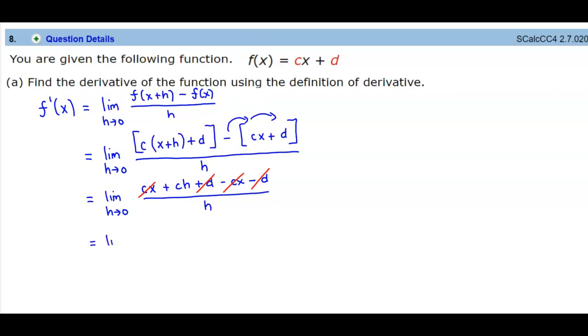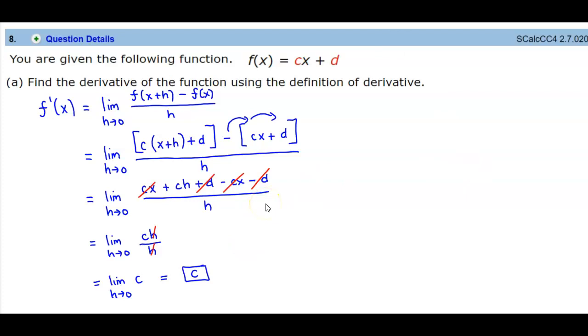So now we have the limit as h approaches 0 of ch over h, and then we can simplify the h, and then what's left is the limit as h approaches 0 of the constant c, and therefore our answer is going to be c. So therefore that is the derivative of that function.